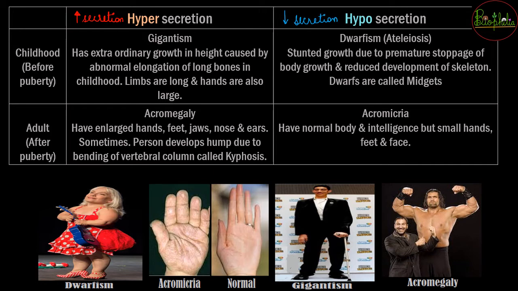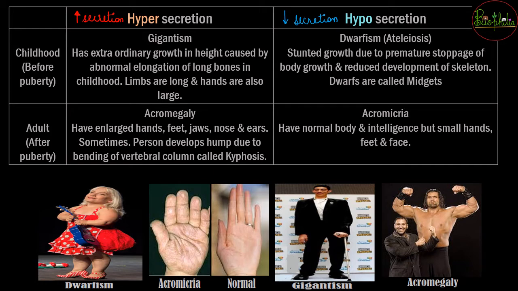These are the two conditions that can occur. एक तो ज़्यादा रिलीज होगा हार्मोन या फिर कम रिलीज होगा. And the question is when, how much it is secreted and when it is secreted. So अगर childhood conditions में it is going to be hyper or hypo, or if it is in the adult condition, that is after puberty. So before and after puberty, your secretion is lower or higher. Based on that you have four conditions to remember about growth hormone.